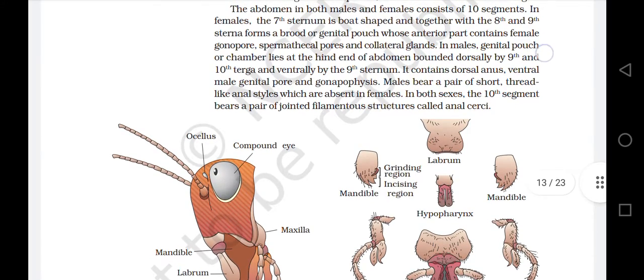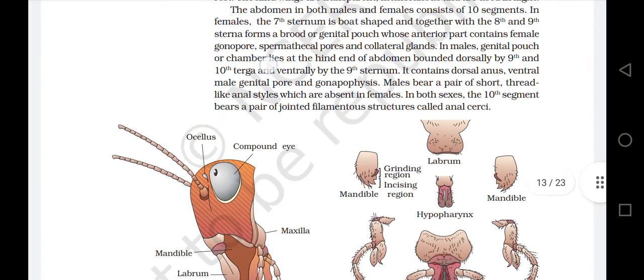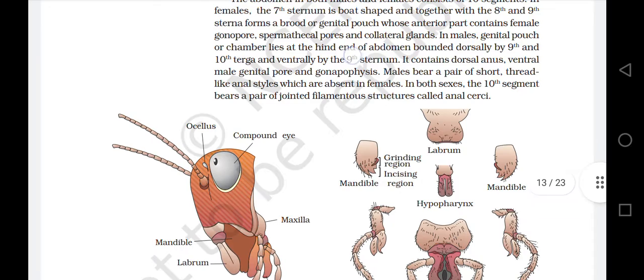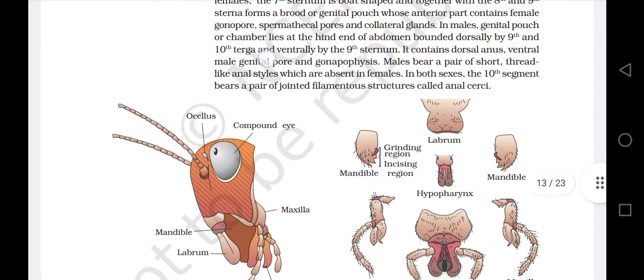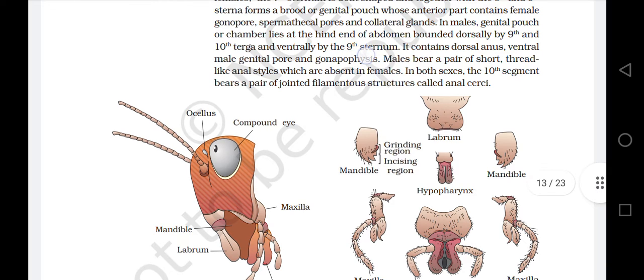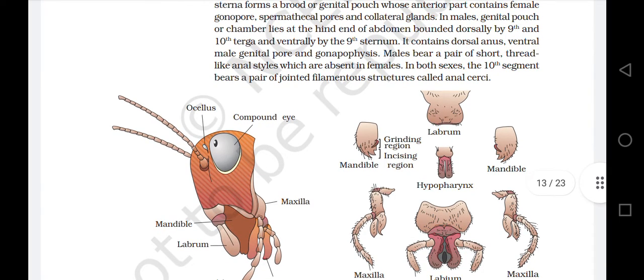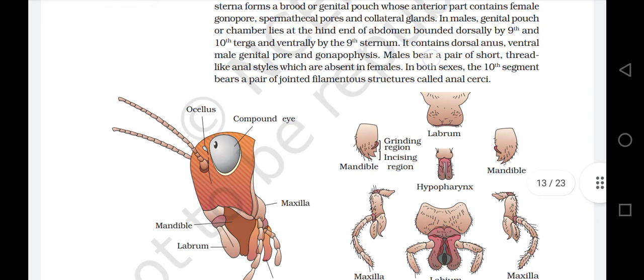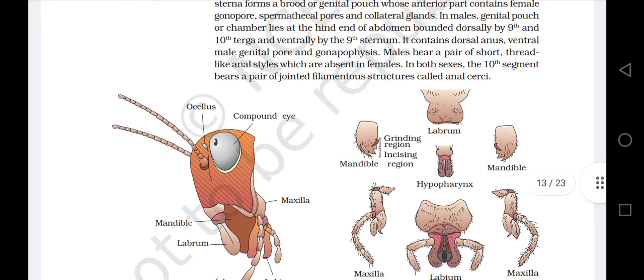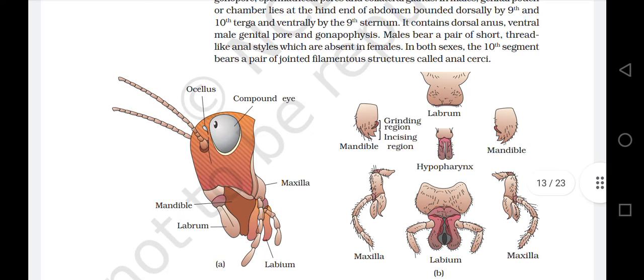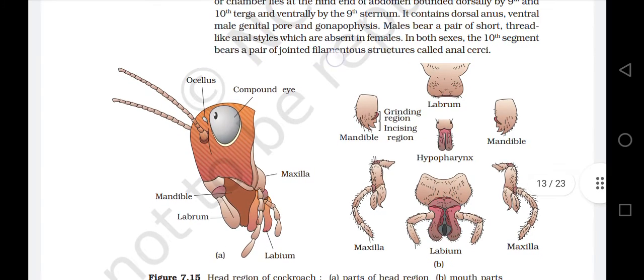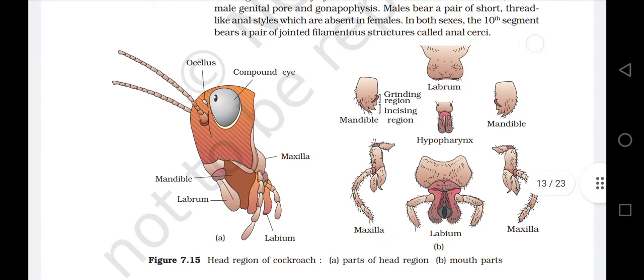In males, the genital pouch or chamber lies at the hind end of the abdomen, bound dorsally by the 9th and 10th terga and ventrally by the 9th sternum. It contains the dorsal anus, ventral male genital pore, and gonapophysis. Males bear a pair of short thread-like anal styles which are absent in females. In both sexes, the 10th segment bears a pair of jointed filamentous structures called anal cerci.